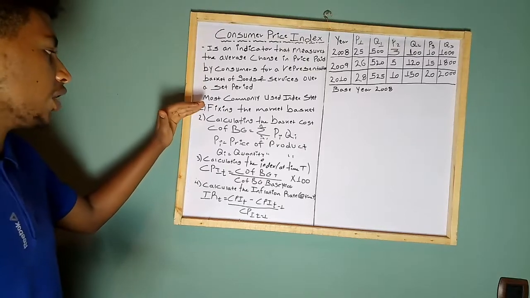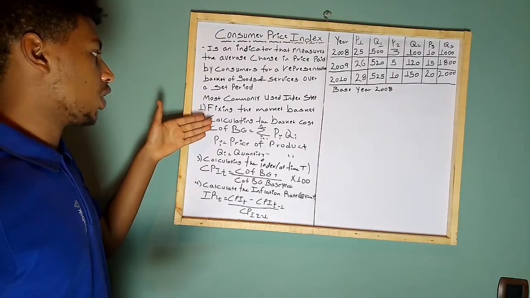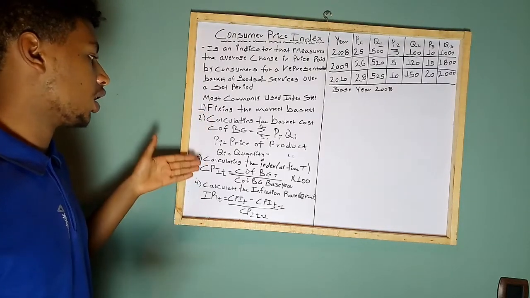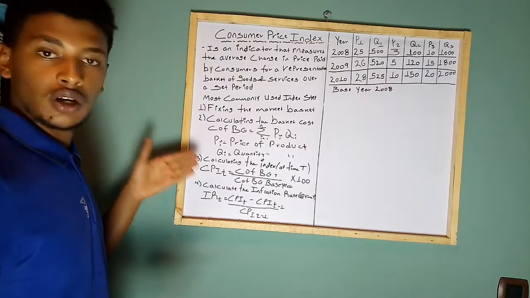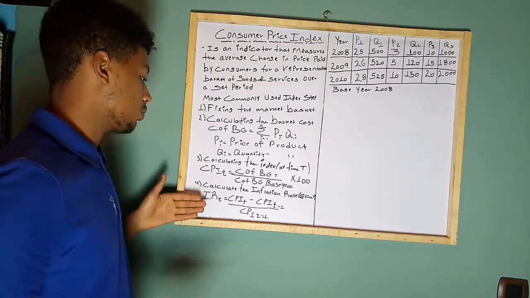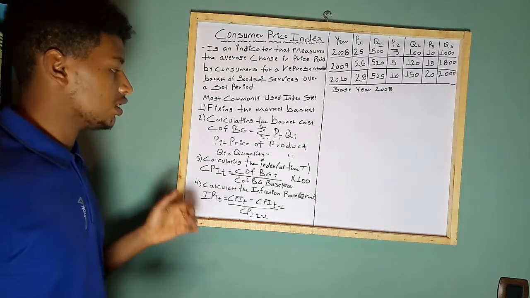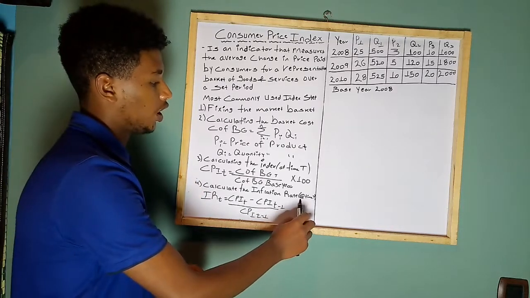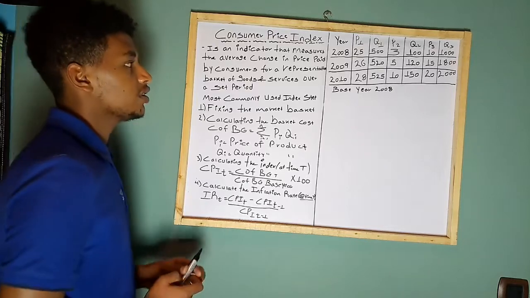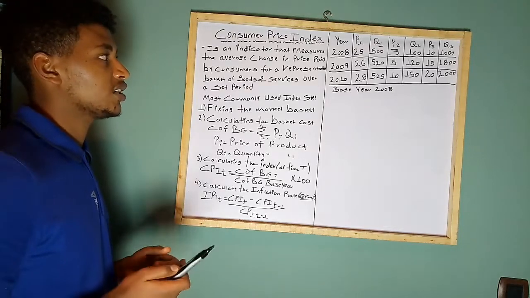Therefore, these are the basic formulas. First, we calculate the basket cost. Second, calculating the index, or the consumer price index, and the last one is calculating the inflation rate at time t. Then after, we are going to proceed to the example.